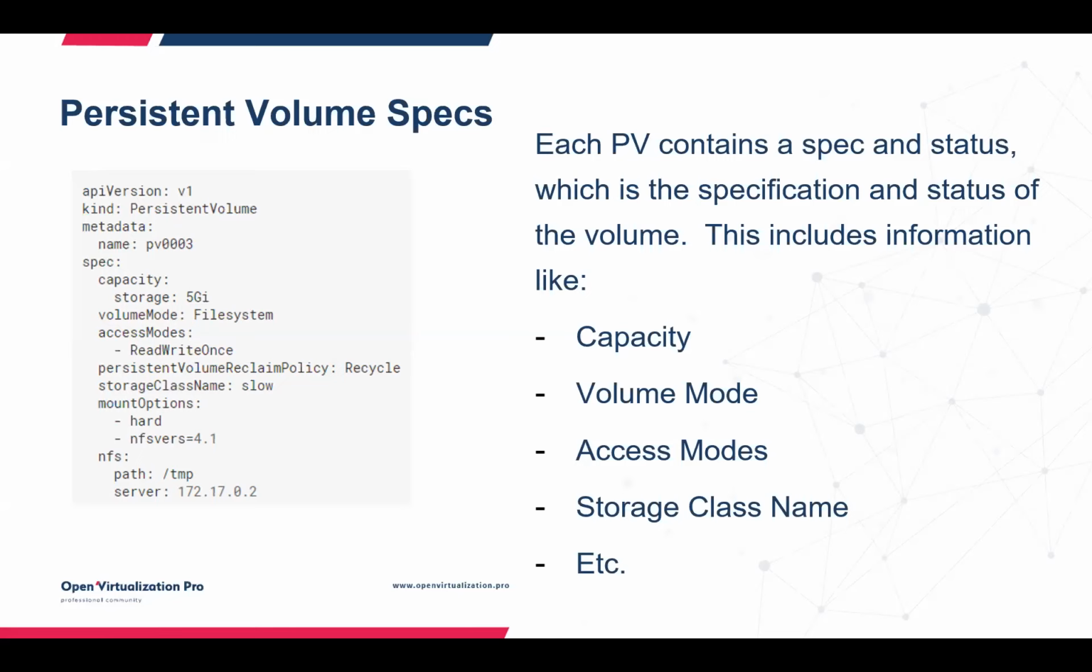So if it needs to be pointed to a particular storage class, in this case, the storage class name is slow. So if a persistent volume claim is pointed to this slow storage class, it's going to look for persistent volumes that are also in that same storage class.